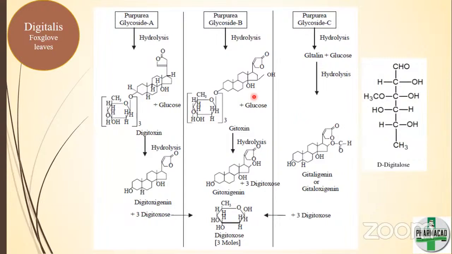So here there is a presence of OH. You can see here. So this OH is absent in case of digitoxin. Okay. Then between gitaloxin or gitaligenin, the difference is that here there is a presence of an aldehyde group, OCHO. Okay. So that is the only difference. The rest of the entire structure is the same.